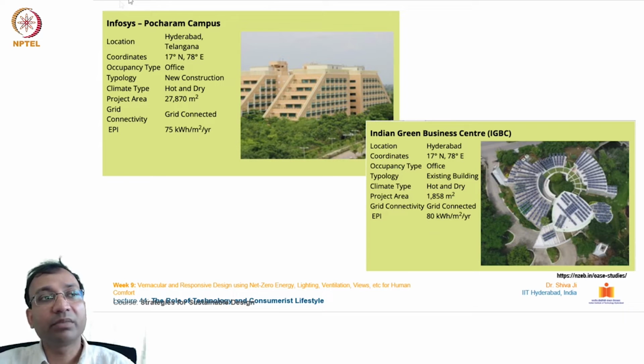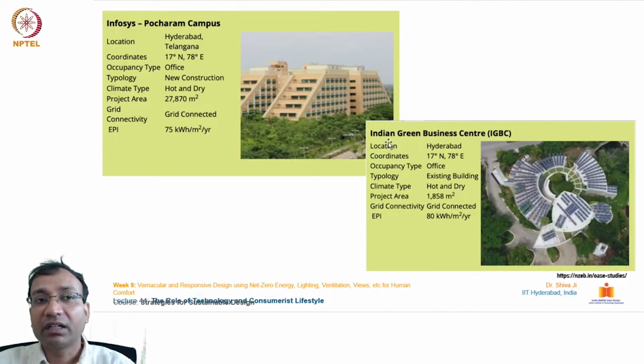So the first example taken is the Infosys building. This is in Pocharam, a locality in the city of Hyderabad. So the location is Hyderabad, and it's an office building. It was newly constructed. The climate where it is situated is hot and dry, and the project area is over 27,000 square meters, and this is connected to the grid. The EPI, if you see over here, is 75 kilowatt hours per square meter per year. You see this range over here of the power generation on this particular project.